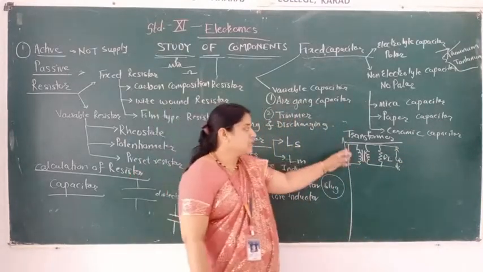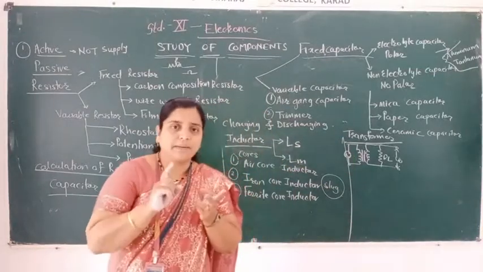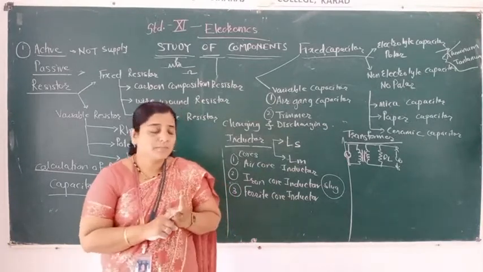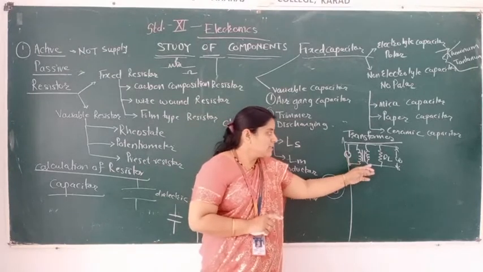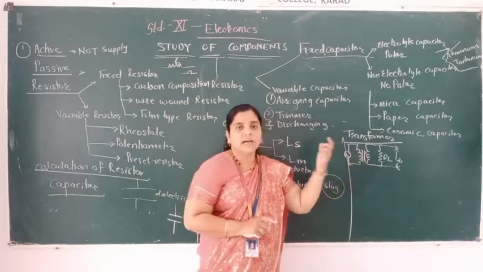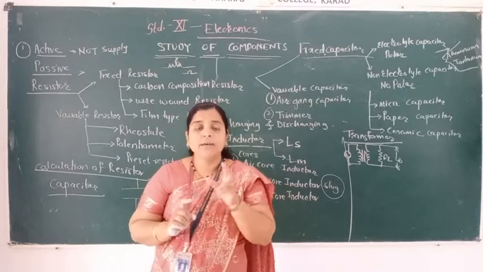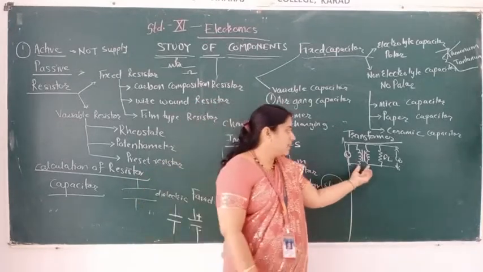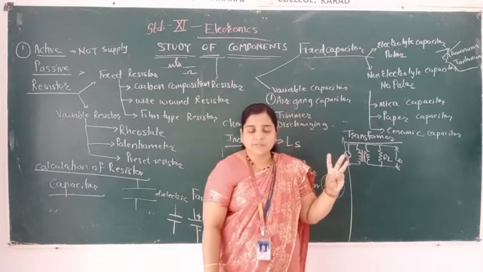Okay, so transformers are of three types: step up transformer, step down transformer, and mutual transformer. So mutual transformer means what? When AC is given to the primary of the transformer and secondary voltage is measured, these two windings are not connected to each other electrically or directly, but they are connected by the magnetic field. Okay, so there are three types of transformer.